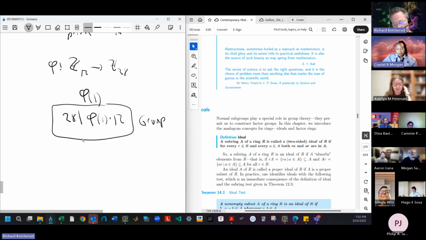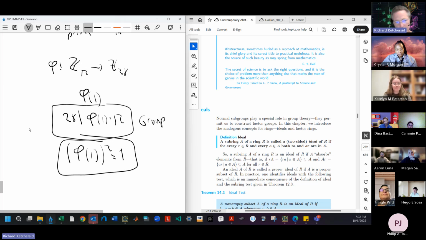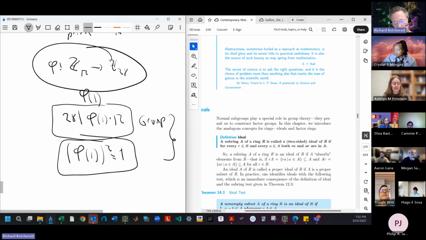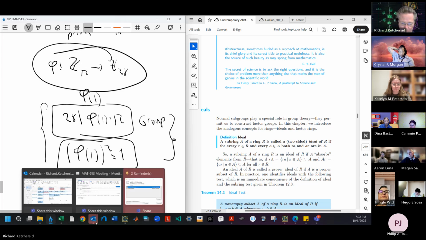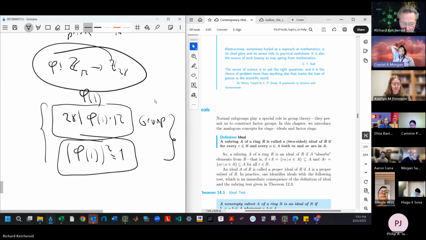But then on the ring side, we need to know that phi of 1 squared equals 1, right? So that's a new kind of thing that we need to check. And then those two conditions together tell you what kind of homomorphisms you can have. So that's a situation where you still need to know a fair amount of group theory together with the new stuff. So the GCD and the square root stuff is still all valid.